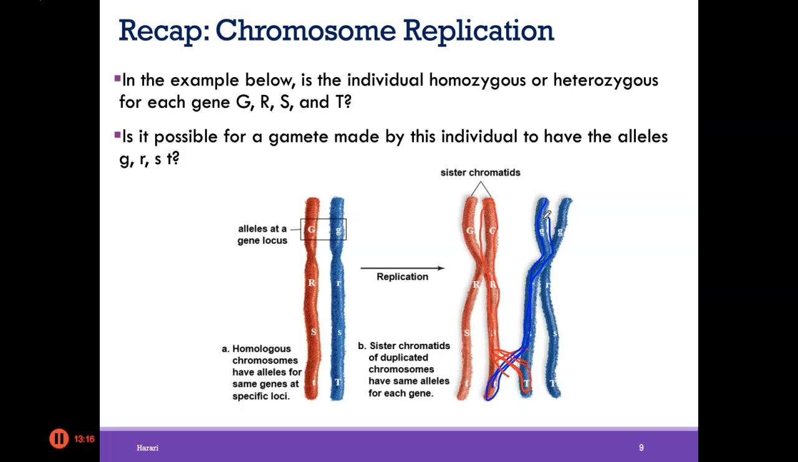So in theory, it's very possible for a gamete to have little g, little r, little s, and little t, right? And of course, there could be a crossover here, or here too. So there's always possibilities for mixing and matching of different alleles, and that happens during meiosis.